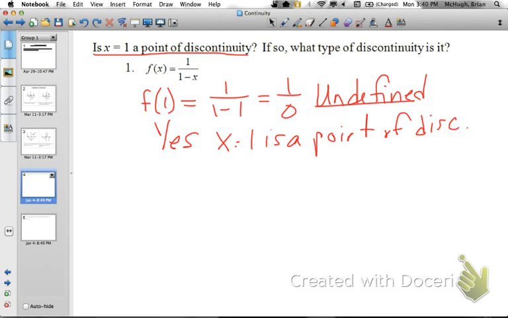Because the function is undefined at x equals 1, that's a type of discontinuity. Now, what type of discontinuity is it? We're going to have to look at the equation or look at the graph for right now to figure out what type of discontinuity it is.